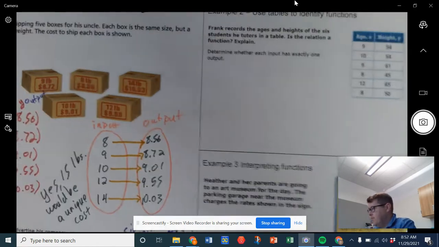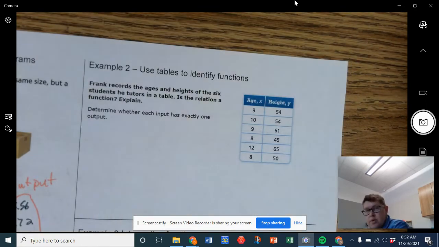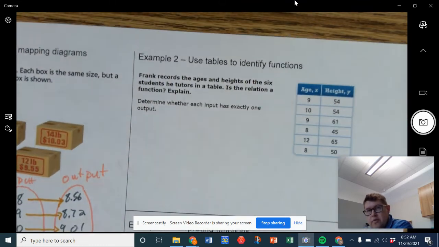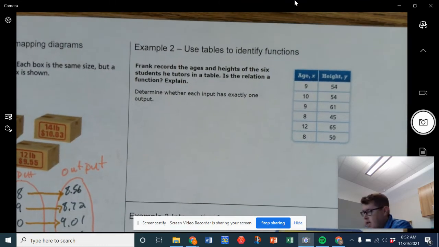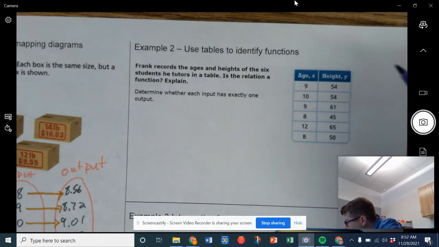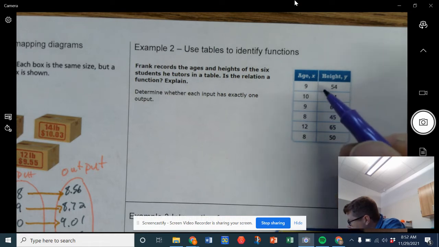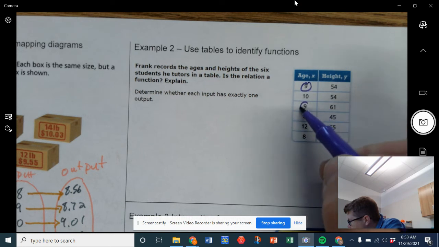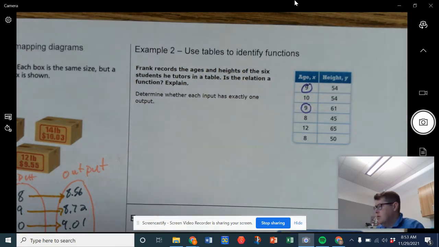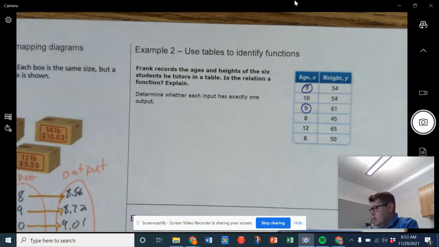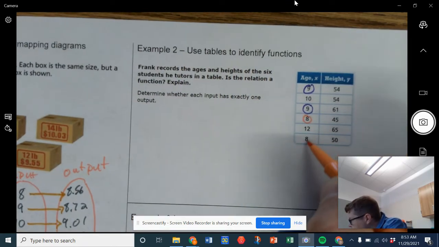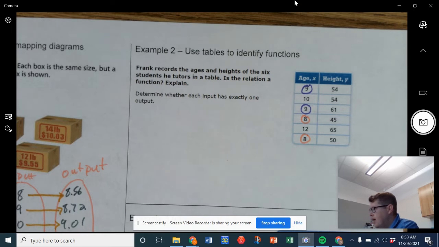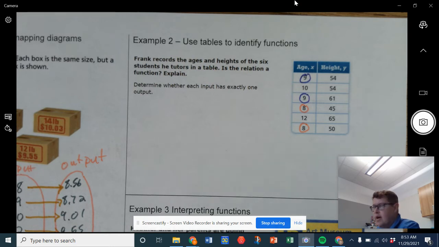Let's go to purple for this one. Frank records the ages and heights of the 6 students he tutors in the table. It's a weird thing to do, Frank. Is the relation a function? And then we explain. Determine whether each input has exactly one output. Well, let's see. What we can see right here is that we have 2 9s and we have 2 8s. Okay, so we have a repeat of our x values twice, in fact.